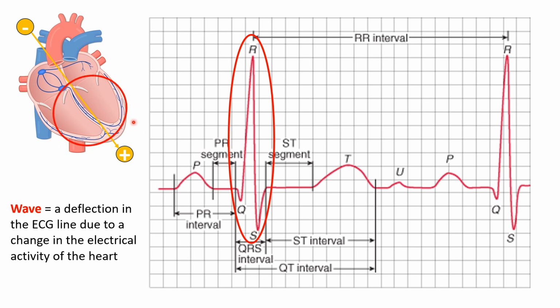Okay, and because we have depolarization happening towards the positive electrode, which you should exactly know what that means by now, that means we're going to have this positive deflection on the ECG trace. Okay, and ventricular depolarization is much faster than atrial depolarization, hence the sharper appearance of the QRS complex compared to the P wave, which, as you know, represents atrial depolarization.